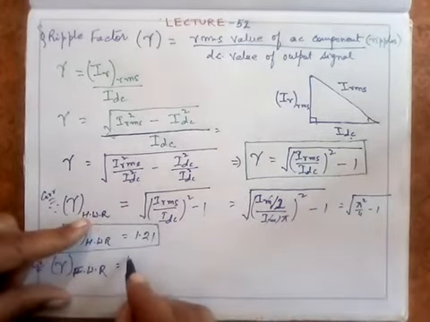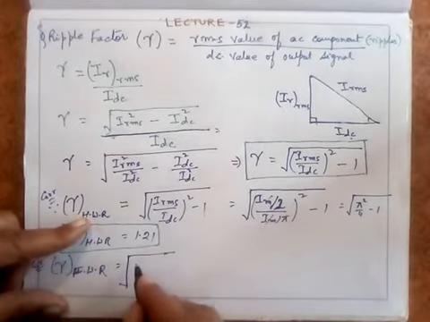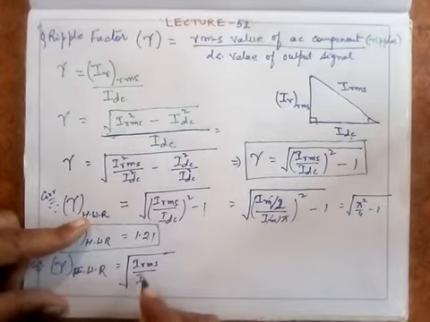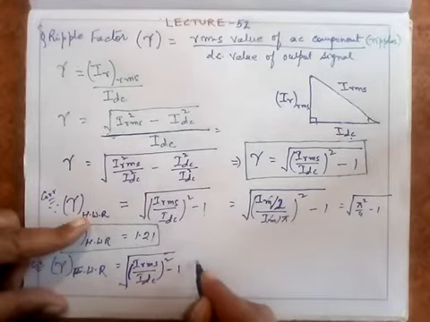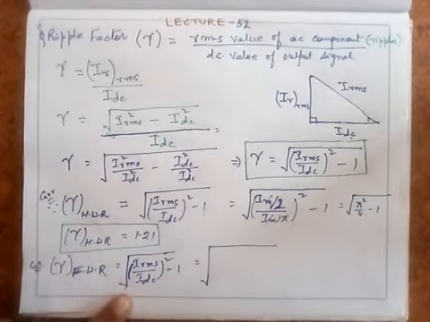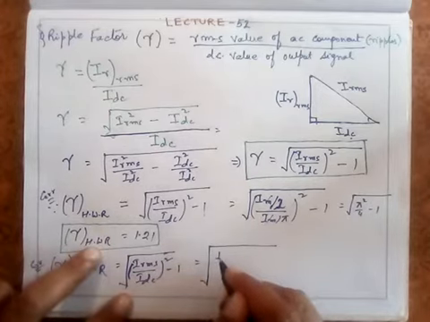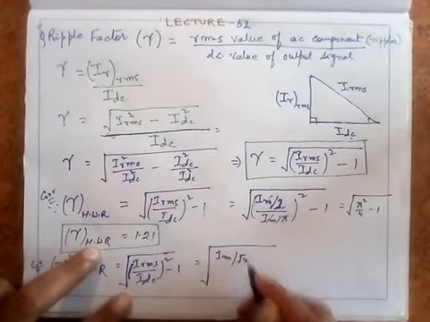In general, the ripple factor is equal to under root of IRMS upon IDC whole square minus 1. And let's substitute the values of IRMS and IDC for a full wave rectifier. For a full wave rectifier, IRMS, if you remember, is equal to Im by root 2.